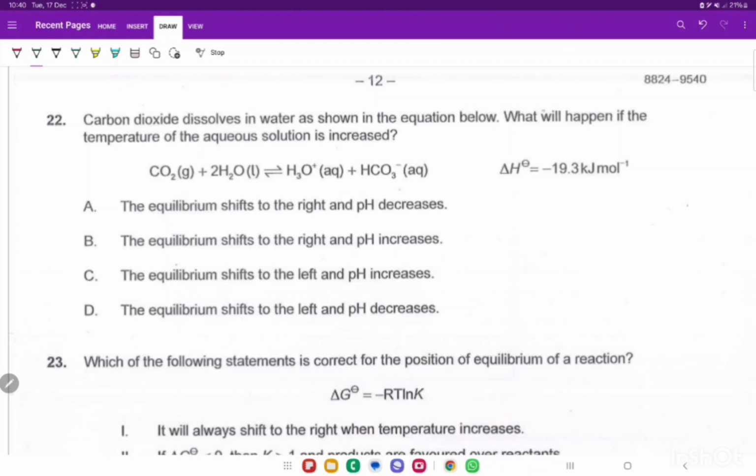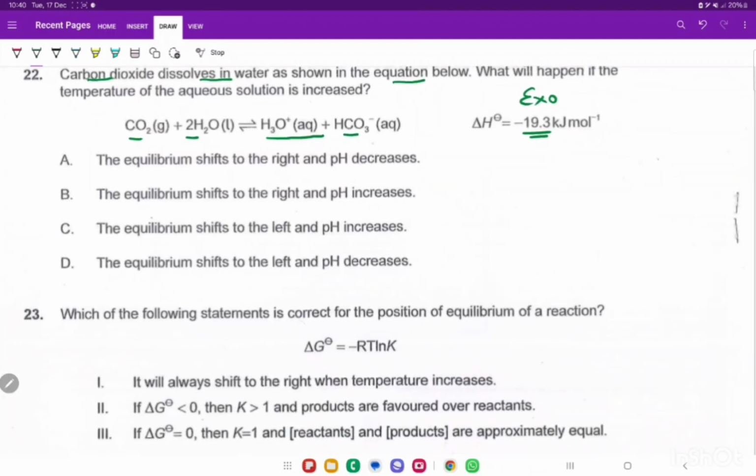Next question is question 22, which says carbon dioxide dissolves in water. In the equation given below, CO2 plus H2O gives you H2O plus H3O plus HCO3 minus, the bicarbonate ion. The reaction has delta H of minus 19.3, which means it is an exothermic reaction.